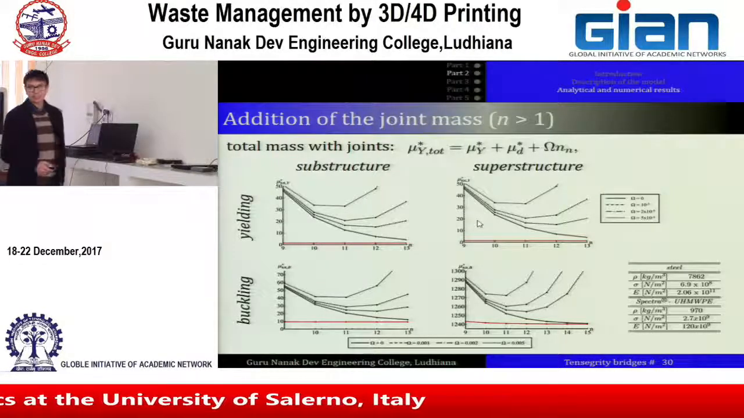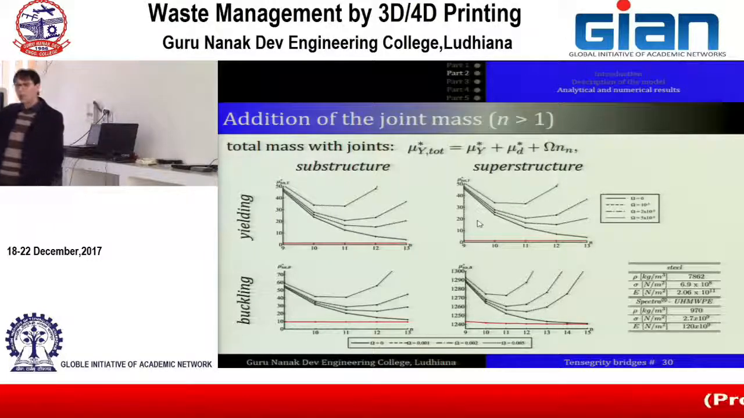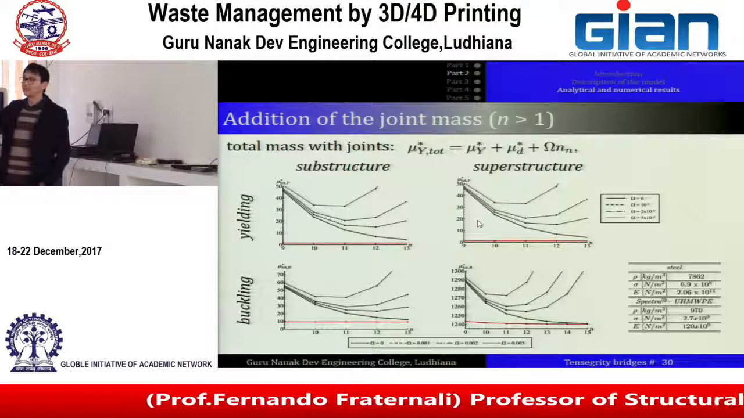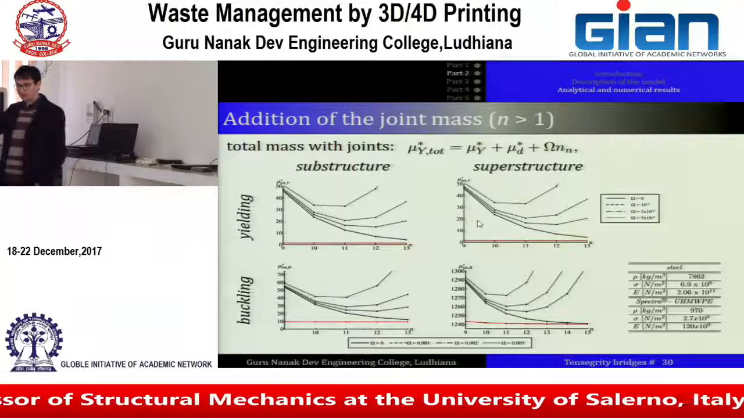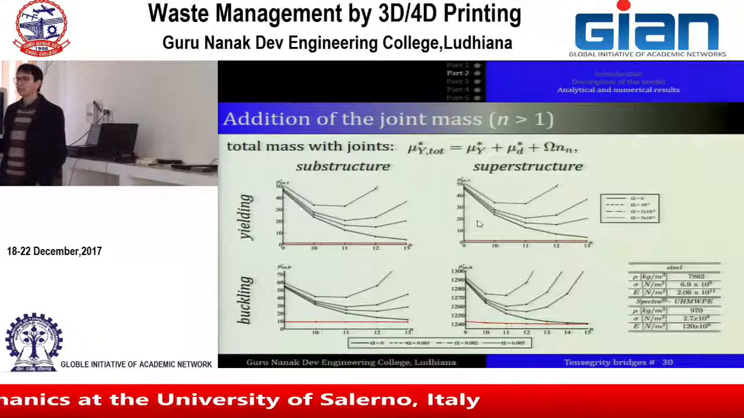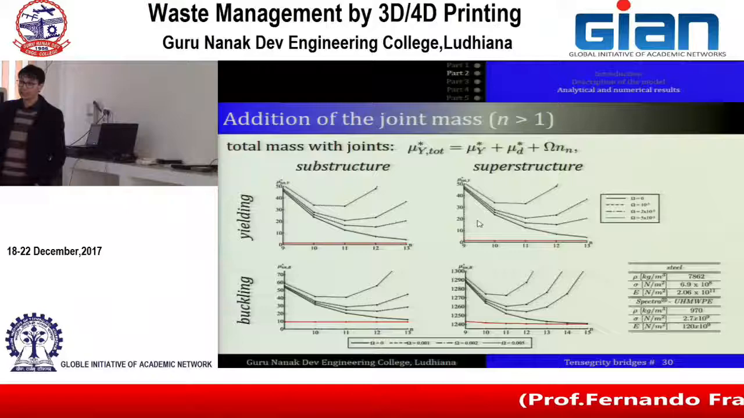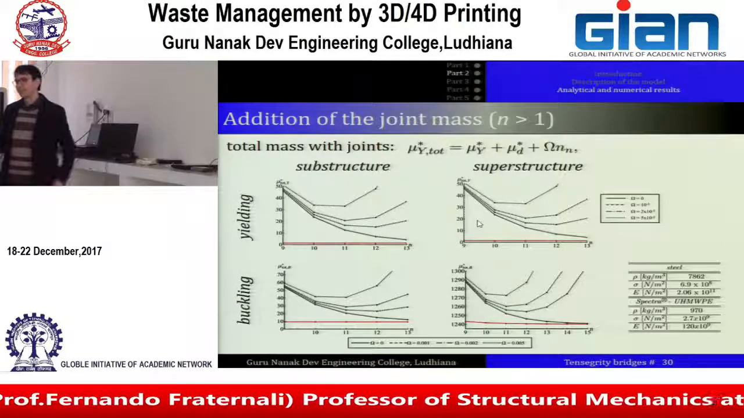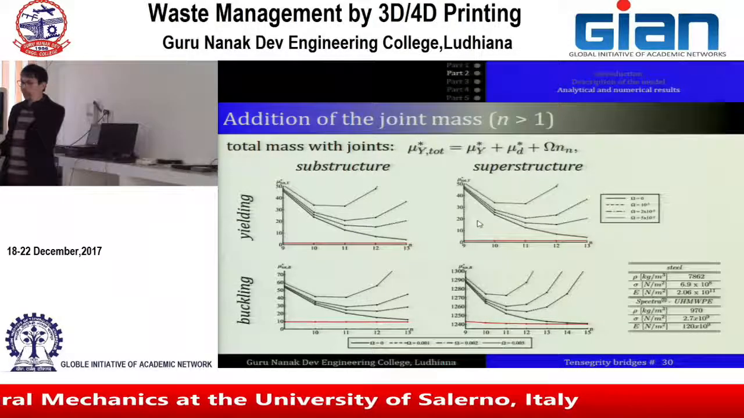Because what we found is that if you don't add the mass of the nodes in the mass formula, the optimum among n will be for n going to infinity. You will get the optimum for n going to infinity. Infinite subdivisions. But this is not true in reality because the nodes have a mass.